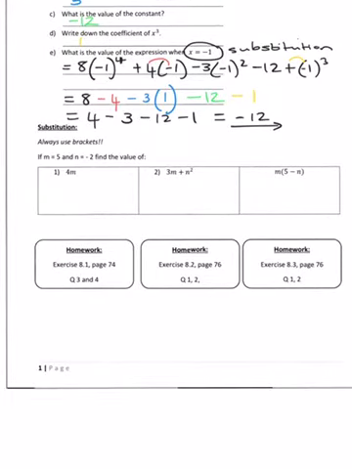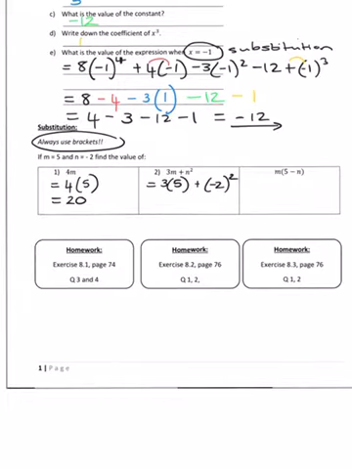Alright, moving on to the substitution. It says always use brackets. Please follow that rule. So for the first one, it says if m is 5 and n is negative 2, find the values of the following. So instead of an m, I've got to put in a 5, and 4 times 5 is 20. Then 3 times 5 plus negative 2 squared. 3 times 5 is 15. Negative 2 times negative 2 is positive 4. So that is 19.